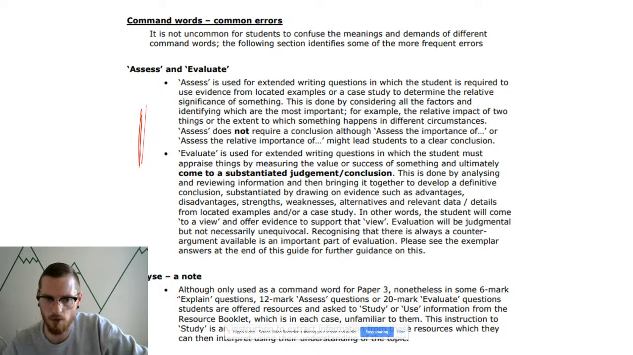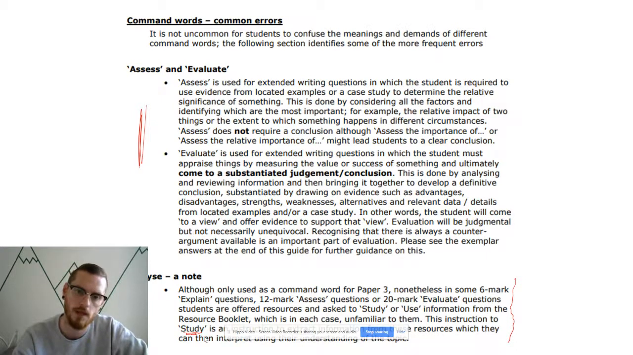And lastly here, this is from the exam board on using resources. Basically, have a read of it, pause it. They're saying here that if you've been given a resource and it uses the word study, okay, study a resource, it means use the resource in your answer. Lift core information from it.